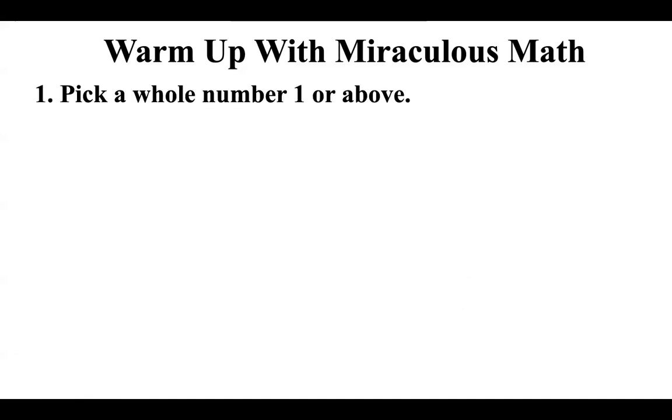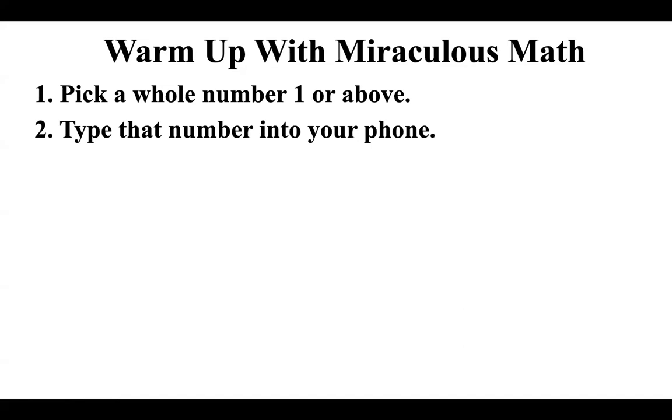First, pick a whole number that is 1 or above. That's it. That's the first thing. So keep that in your mind. And then once you have that number, enter it into your phone or calculator, whatever you use. Okay. And now the key here is after you do each step, hit the equal button, because we're going to keep a running number that will reflect all of the operations we performed on it. So, okay, type that number into your phone. Then here we go.